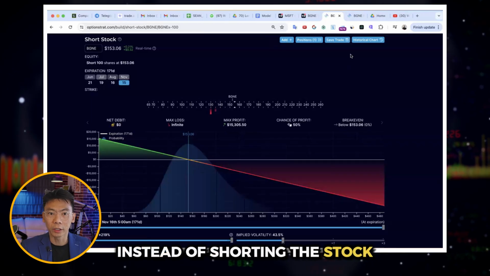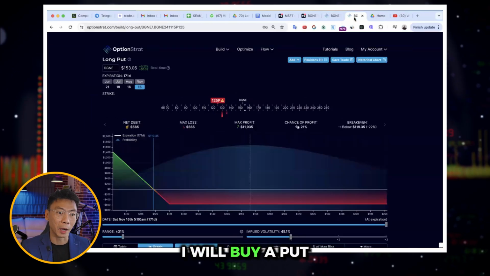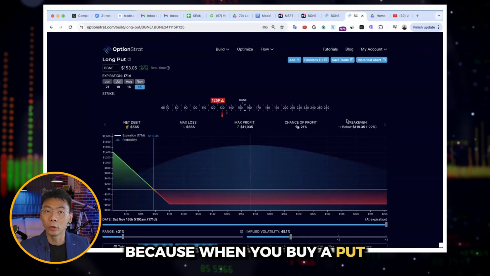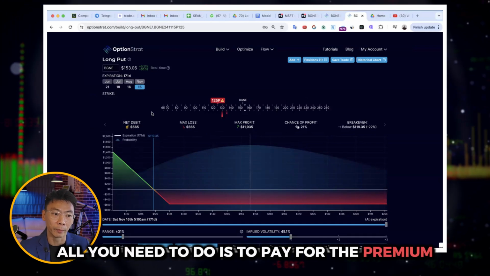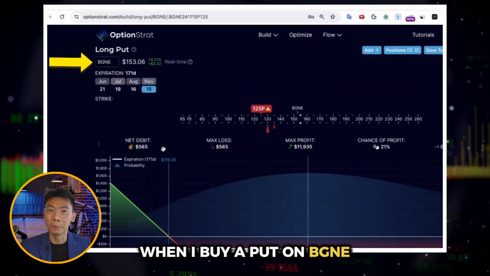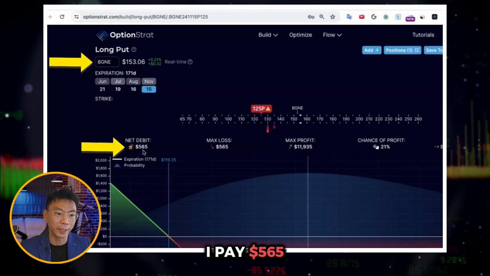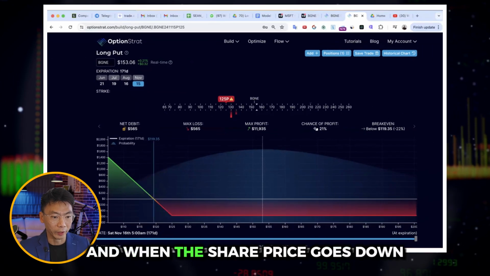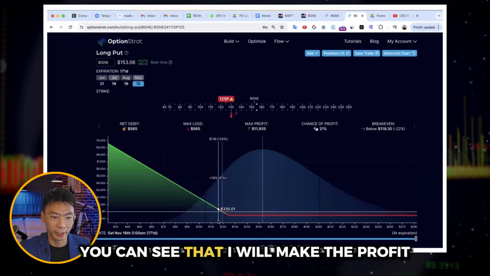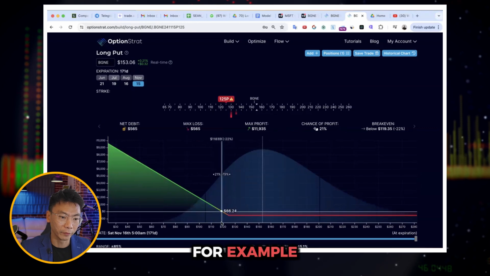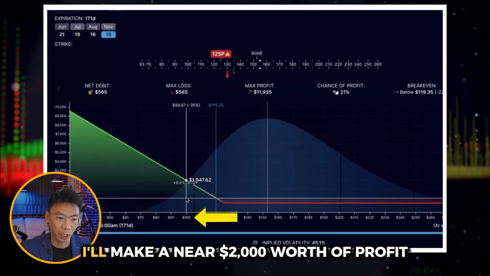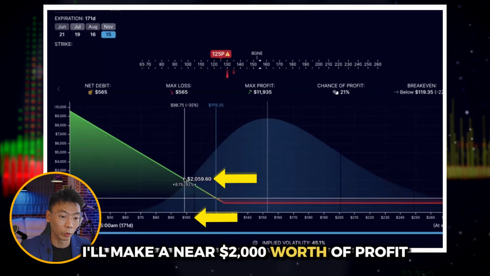Instead of shorting a stock, if I see a stock going down, I will buy a put. Because when you buy a put, all you need to do is to pay for the premium. And in this case, when I buy a put on BGNE, I pay $565. And when the share price goes down, you can see that I will make the profit. For example, if the share price goes down to $100, I'll make a near $2,000 worth of profit.